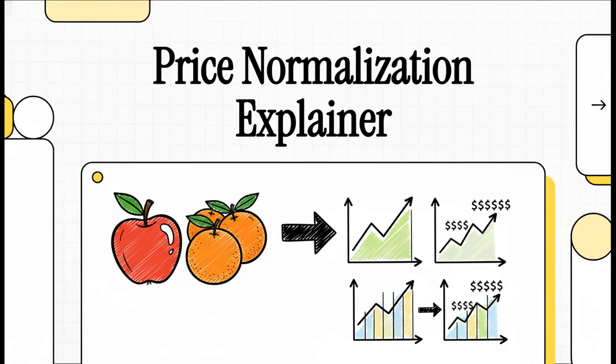Have you ever looked at the stock market and felt like you're trying to compare apples and oranges? I mean, you see one stock trading at 50 bucks, another one at 500. How in the world are you supposed to know which one is actually the better performer? Well, today we're going to solve that exact problem. We're breaking down a super important tool every investor should know: price normalization.